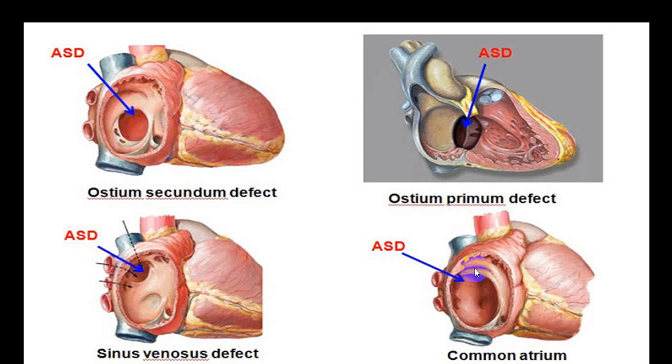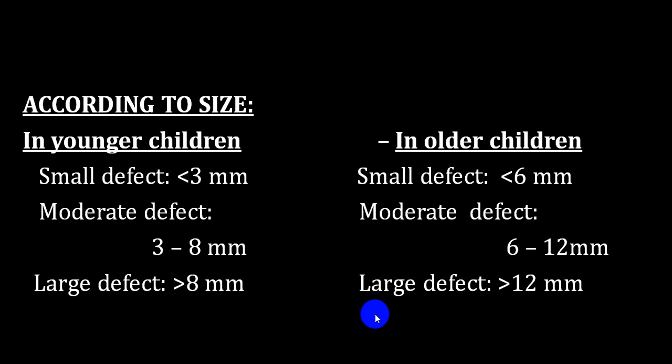Or sometimes you can have a very big single defect where there is hardly any atrial septum, which we call a common atrium, where the RA and LA are almost common. There is hardly any interatrial septum.